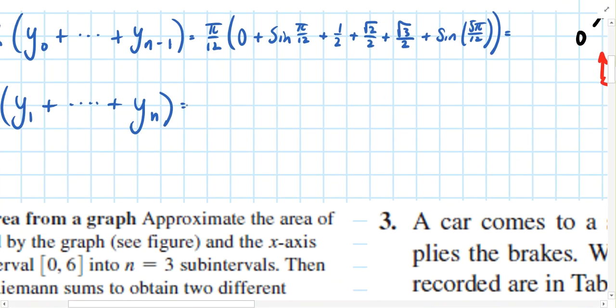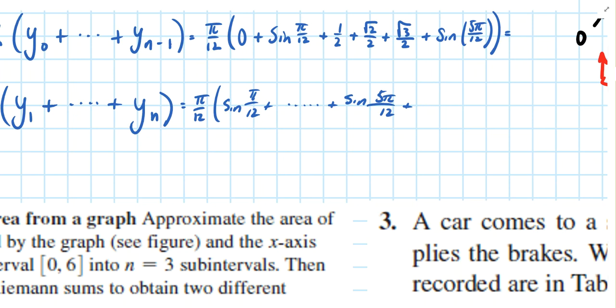We would do something very similar for the right-hand sum. The width is pi over 12, and we're not using 0 this time. We're starting at sine of pi over 12 plus all of the same content, including sine of 5 pi over 12. But this time we're ending at sine of pi over 2, which calculates out to be 1.